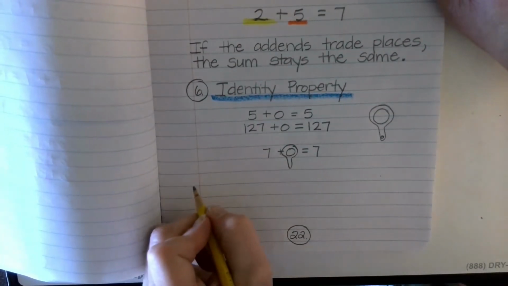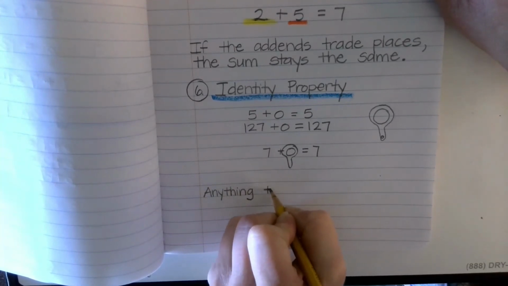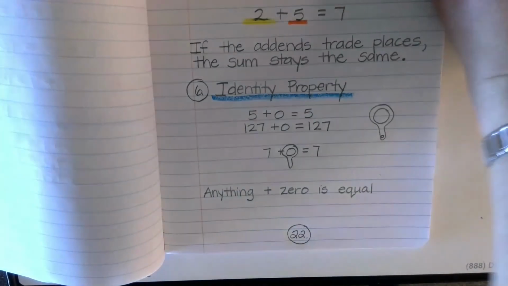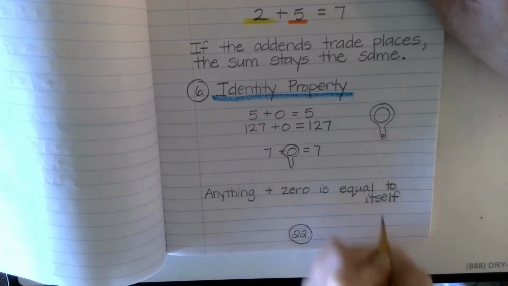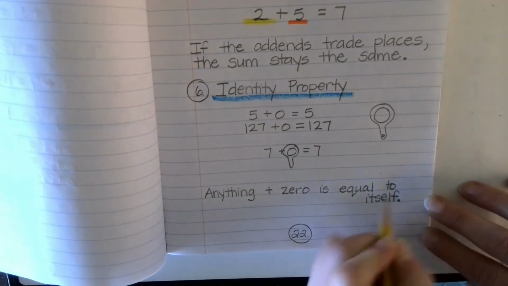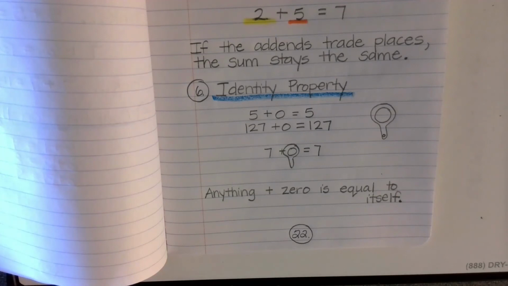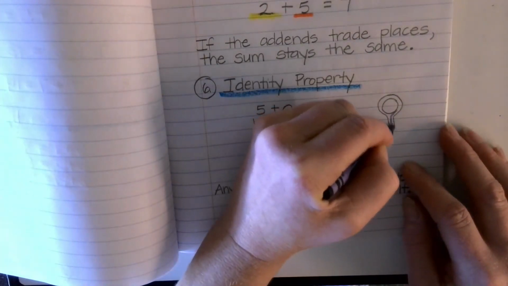And remember, this property says anything plus 0 is equal to itself. And I'm just going to give my mirror a little bit of color. Usually mirrors are kind of a silver color. I'm going to see if I can find a silver. Might have to look, but I'm just going to give my little mirror some color.